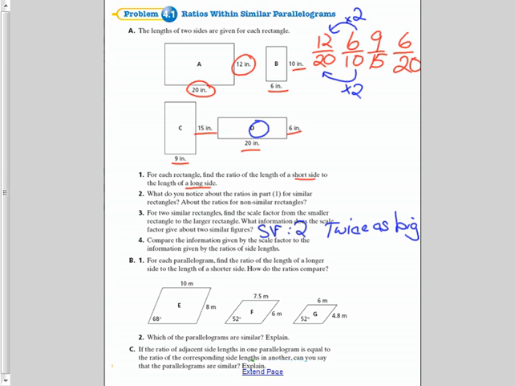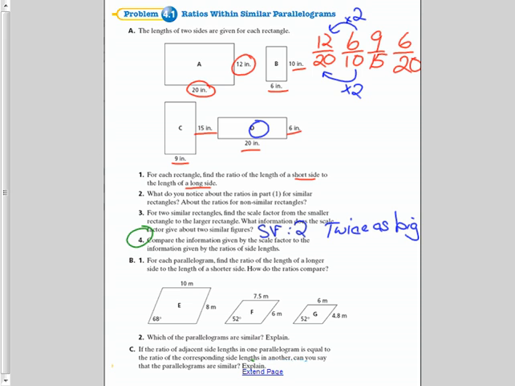Compare the information given by the scale factor. Scale factor tells us how much bigger it is, but the ratios actually tell us, are these similar, by just dividing it. Please make sure that you answer 4 with that information. Again, scale factor tells us how much bigger. Ratio tells us, are they similar after we divide them out.